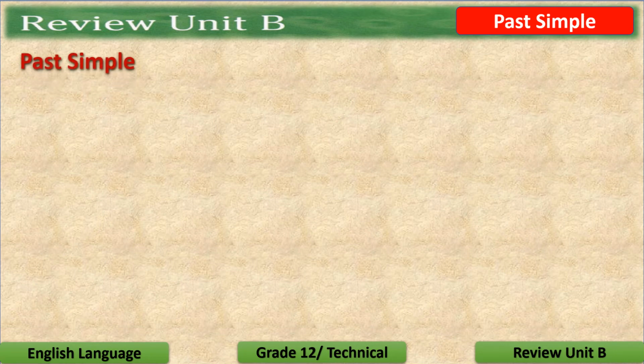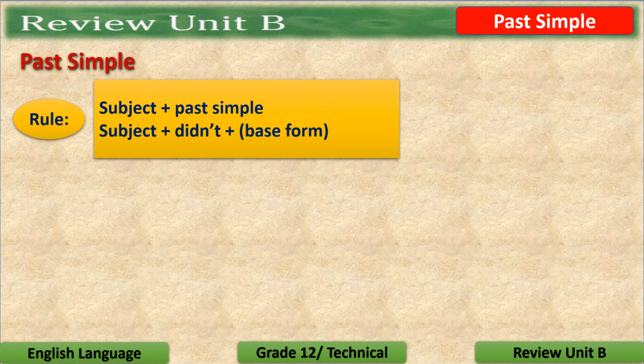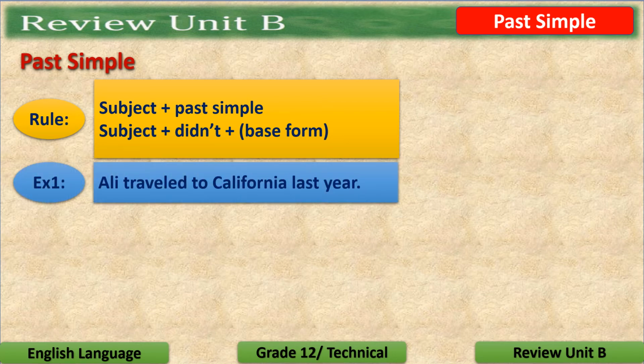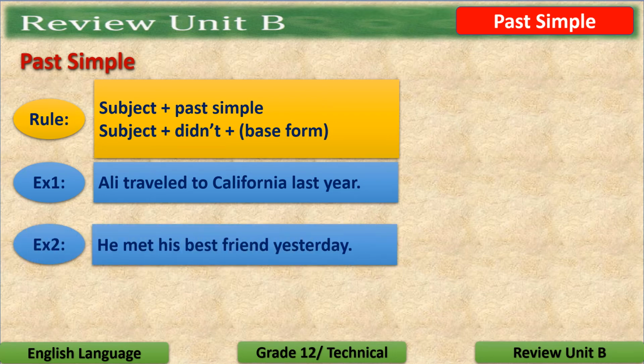So the rule for the past simple tense: subject plus past simple if the sentence is affirmative, while we need subject plus did not or didn't plus base form if the sentence is negative. Like the following examples: Ali traveled to California last year. He met his best friend yesterday.